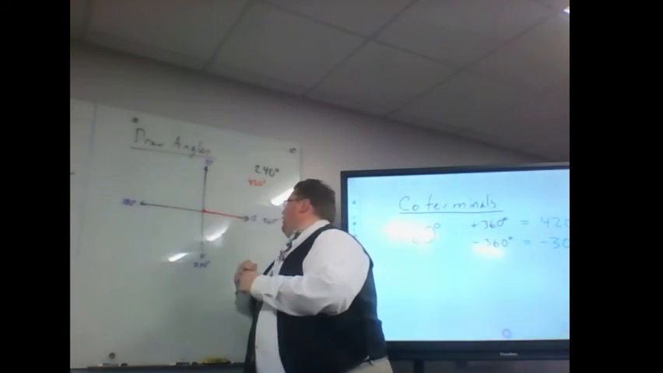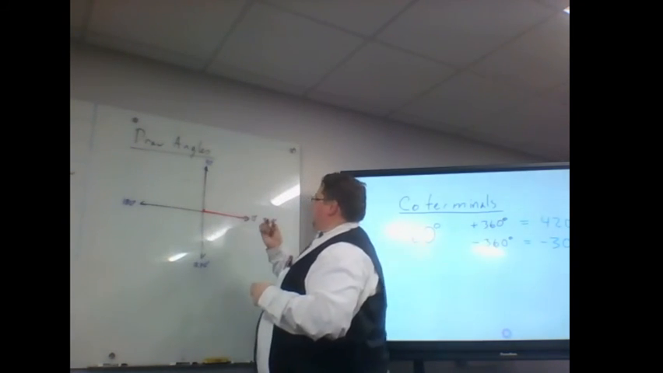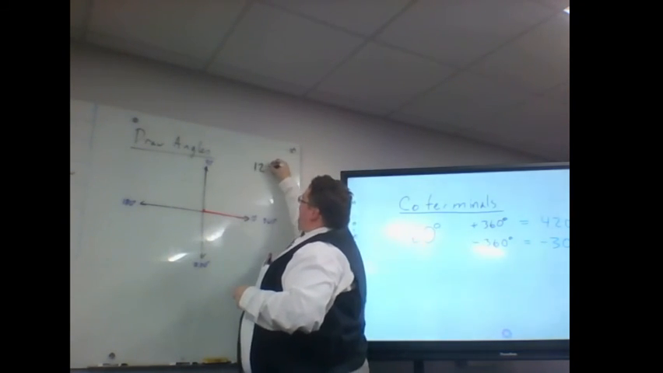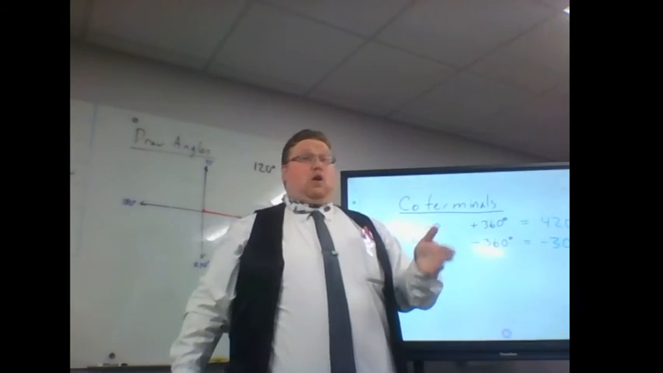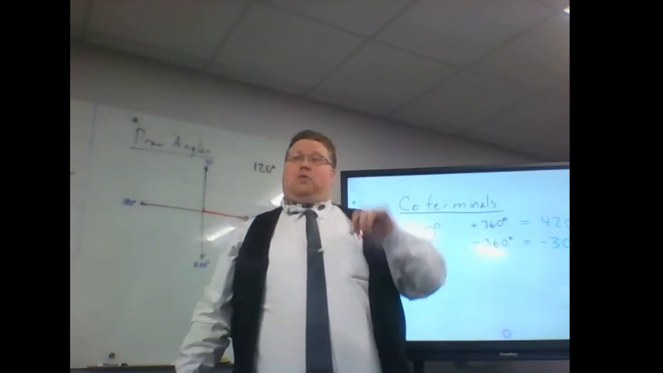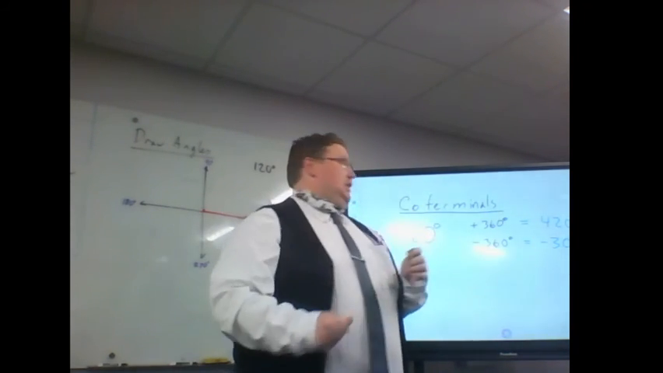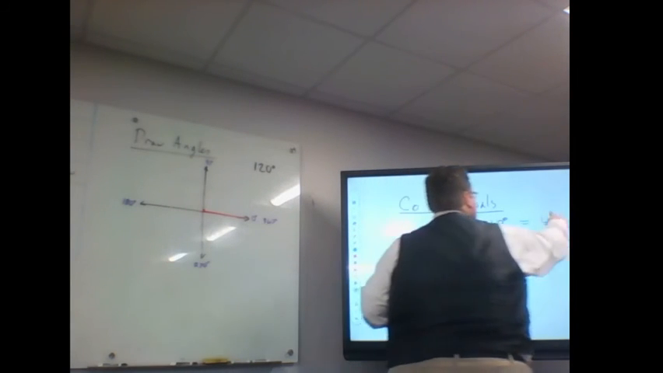120 degrees. Okay, we want to do 120 degrees. I'm going to answer two parts of this. I'm going to graph 120 degrees like normal, and I'm going to graph two coterminals, a positive coterminal and a negative coterminal. Take a look. Let's start by going here. Let's redo our problem.